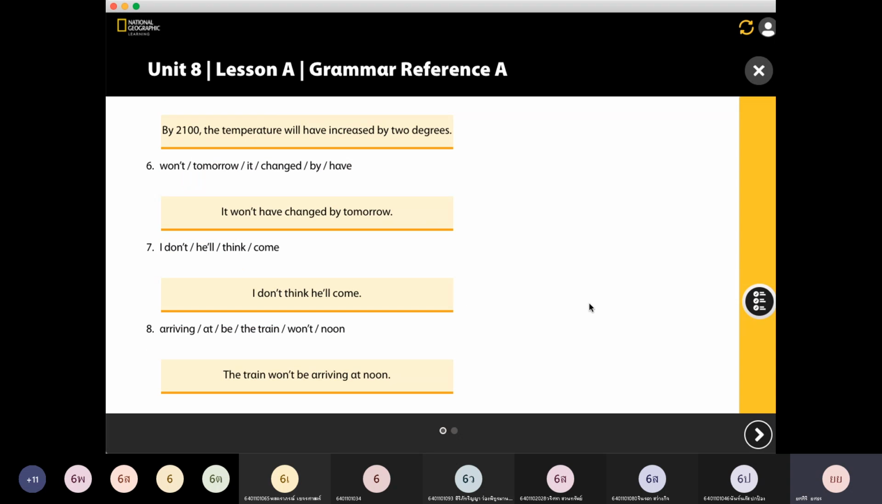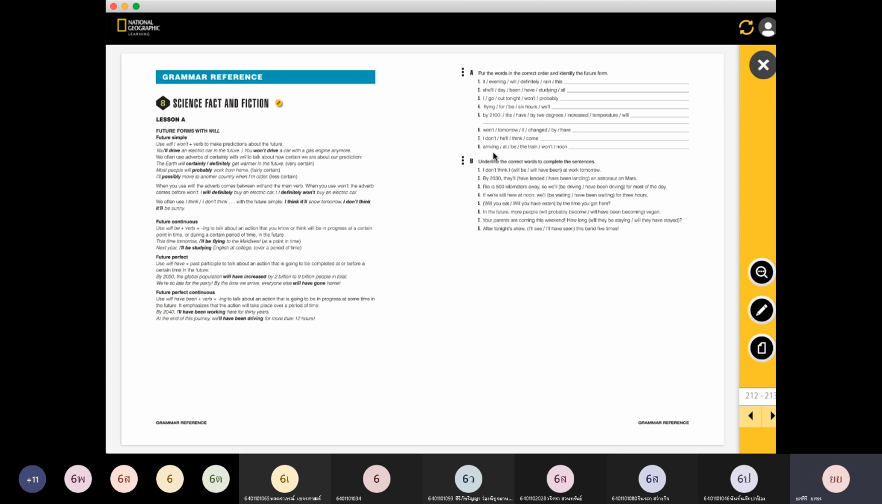Okay, so just to give you some ideas now, the structures of all the words that we can use in each future form. Okay, and how about this one?